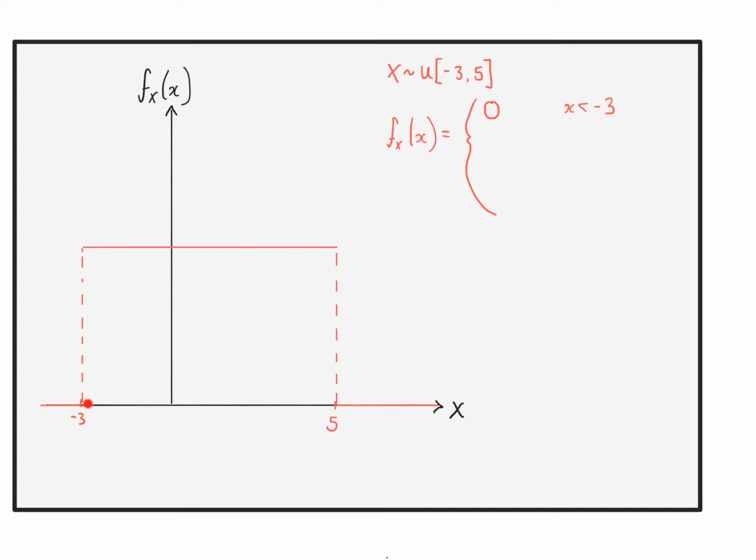Between -3 and 5, we have all of the possible outcomes. We know that the area under this curve needs to be equal to 1. We know that the width here is equal to 8, so the height must be equal to 1/8 in order to make the area under the curve 1. So our probability density function here is 1/8, and that's for -3 less than or equal to x, which is less than or equal to 5. And then for x greater than 5, there's a 0 probability of it occurring because x is only defined on the range -3 to 5. So our probability density function here is 0.